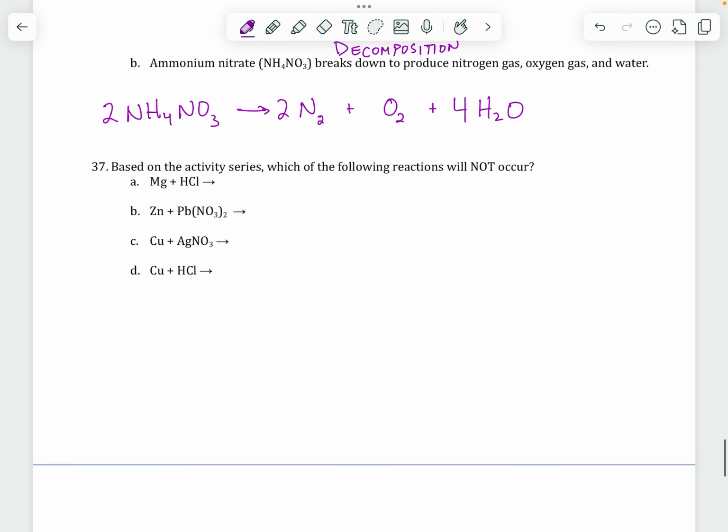But last but not least, based on the activity series, which of these following reactions will not occur? Remember, the activity series is the one that we use based on the lab that we did to discover the reactivities of these metals here. And we identified that the most reactive was magnesium, and the least reactive was silver. And so this is the ability to identify, hey, if the element that's all alone is more reactive, then this will happen. If not, then this won't happen.